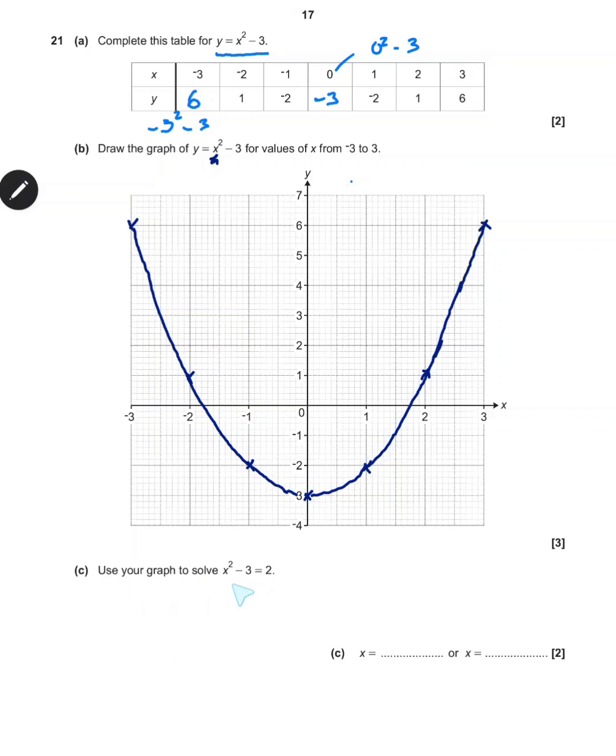Part C says use the graph to solve x squared minus 3, the thing we just drew, equals 2. So what you might see is that this y has changed to a 2. So y equals 2. And if you draw that line, y equals 2, and just look for the x coordinates where they cross over, that's what we're being asked to do. So I'm looking for those 2 points. So x is roughly about 2.2, 2.3, and x is minus 2.3, same thing.